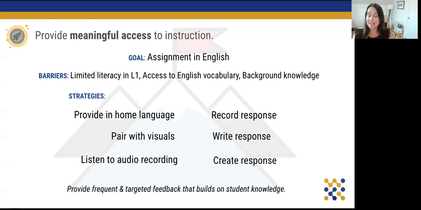So if we have an assignment in English as our goal, some of the barriers might be that you have students that have limited literacy in their first language. They might have limited access to some of the English vocabulary, or they might lack background knowledge. So we could provide some strategies like using their home language. We could allow students to record their response. They could write their response. We could pair things with visuals. And we're going to provide frequent and targeted feedback that builds on student knowledge.